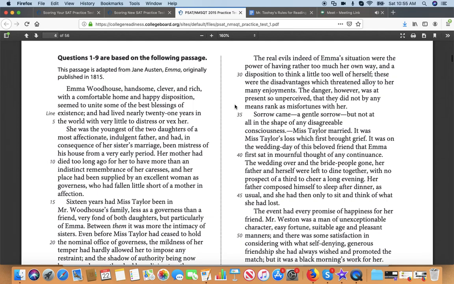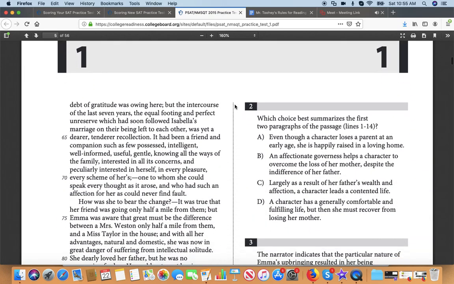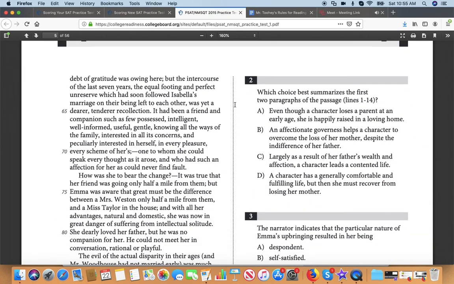Not indifferent. Does that make sense? Yes. So we can eliminate B just based on that one word, indifference. Just based on that. Yeah. But I got another issue with answer choice B.